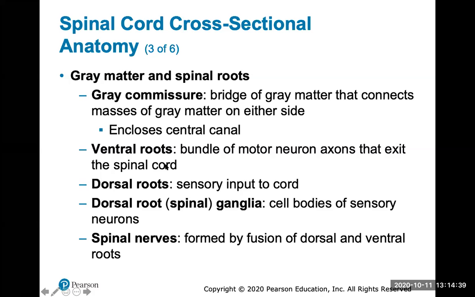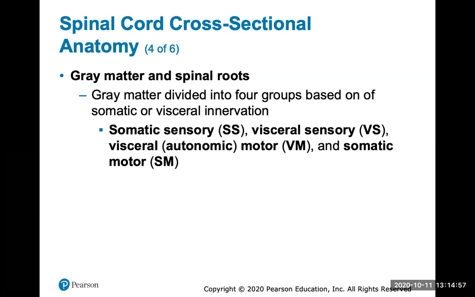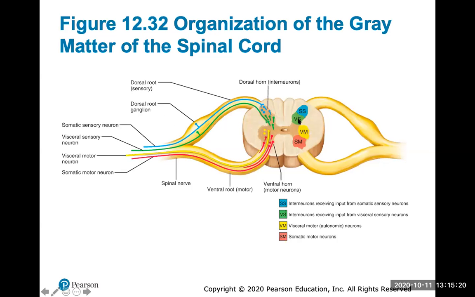Your ventral roots exit the spinal cord from the ventral side, so the front side, and the dorsal roots include sensory input to the cord. Dorsal root ganglia are cell bodies of sensory neurons, and spinal nerves are formed by the fusion of dorsal and ventral roots. The gray matter is divided into 4 groups based on the somatic or visceral information. So we abbreviate these: somatic sensory and visceral sensory, depending on whether the sensory information is coming from your visceral organs or your muscles. And then we have motor output, visceral motor output or somatic motor output. And these are the locations.